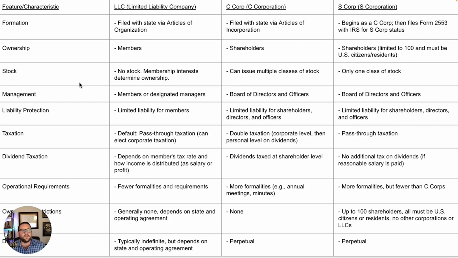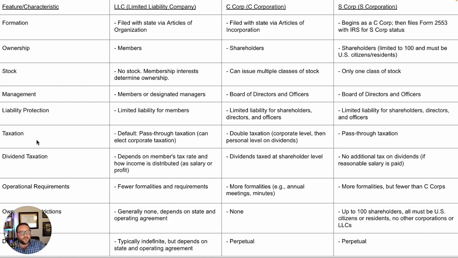If you look at the management of the companies, you can see the LLC has members and designated managers. The C Corp has a board of directors and officers. It's much more formal. And because of that, if you have a C Corp, you have to go through the formal rigmarole of having board of directors meetings, officer titles, etc. With the S Corp, you have a little bit of that, but it's a little bit less. You have board of directors and officers. But with an LLC, you just have members and designated managers.